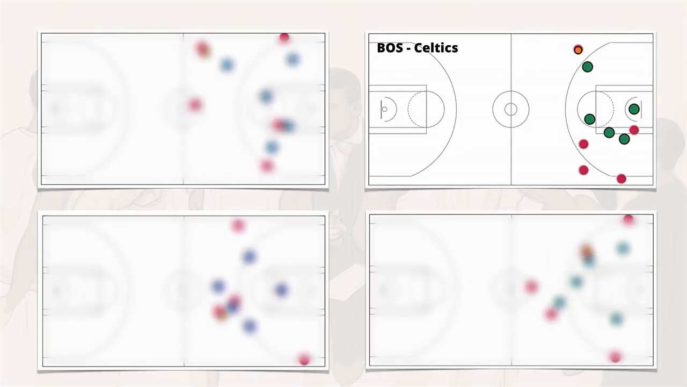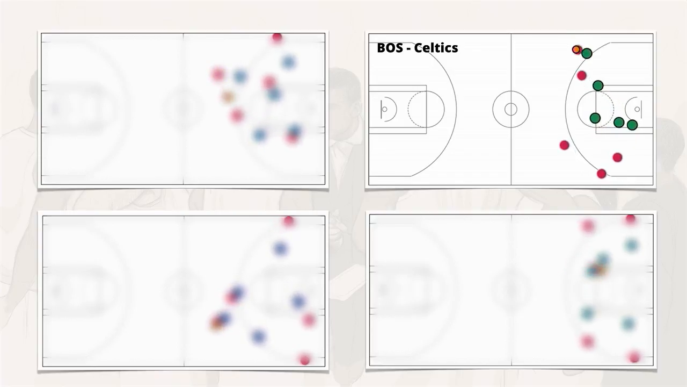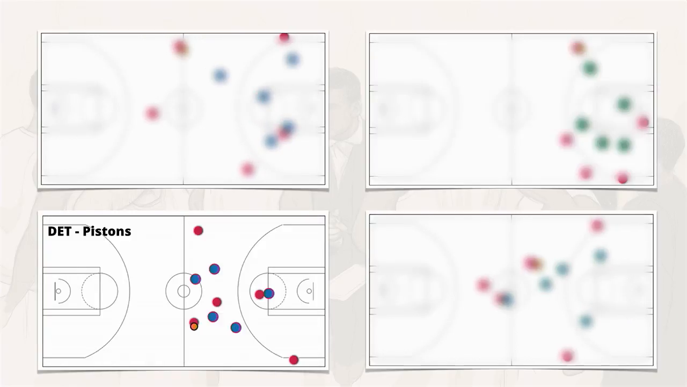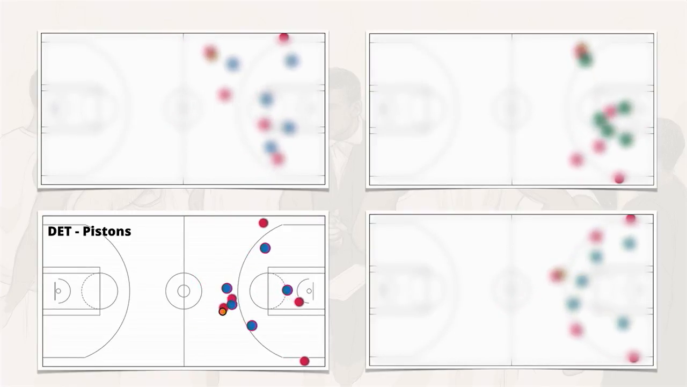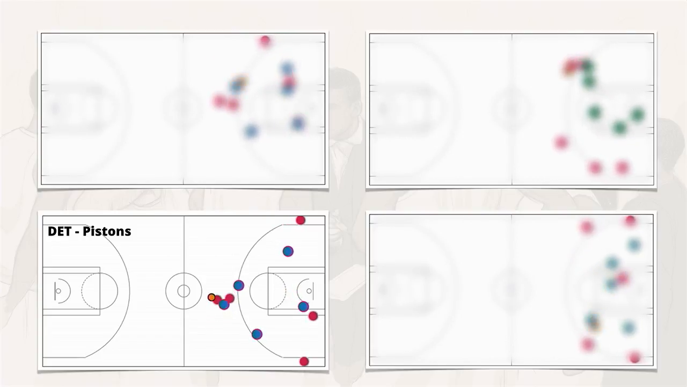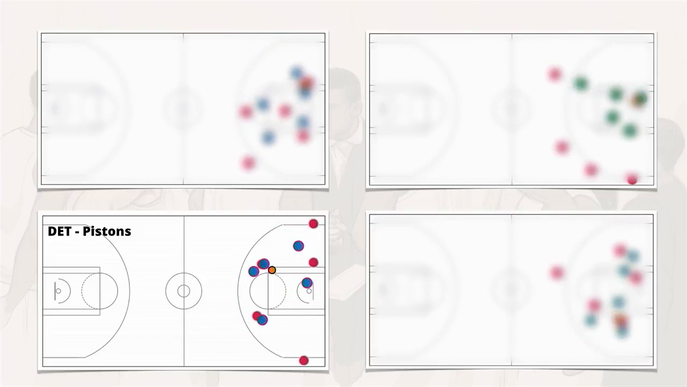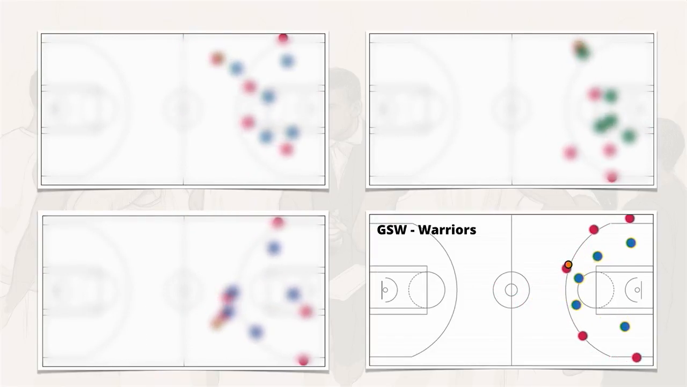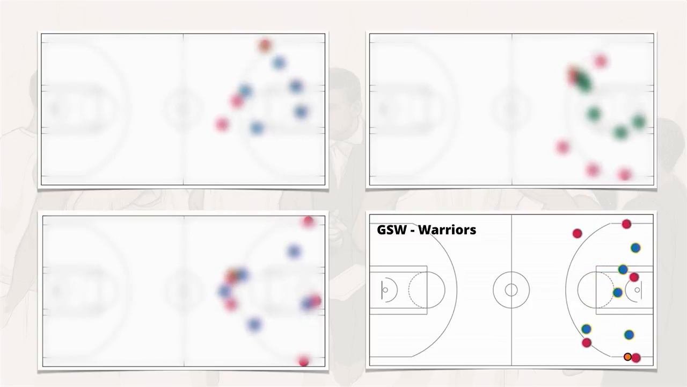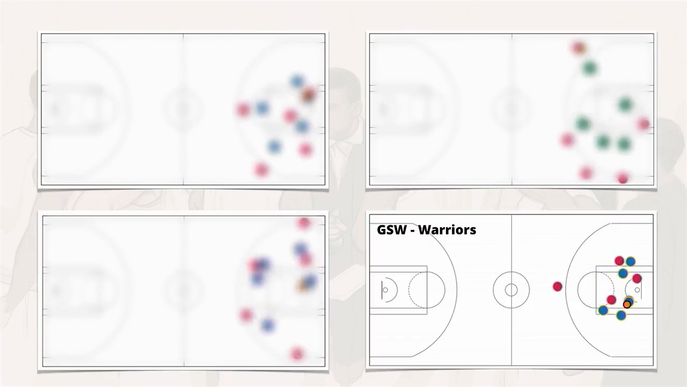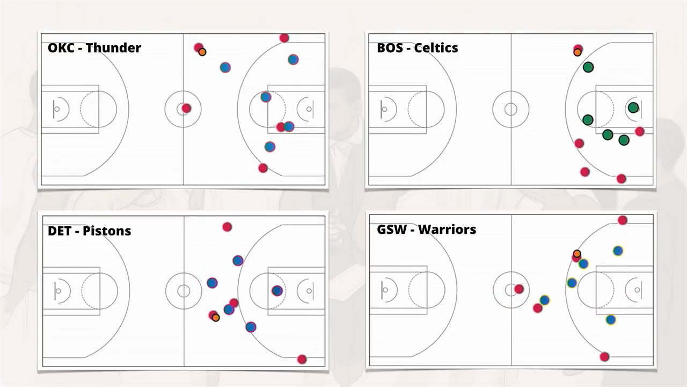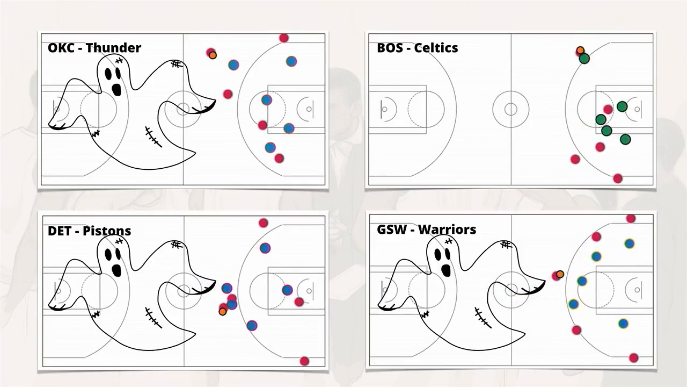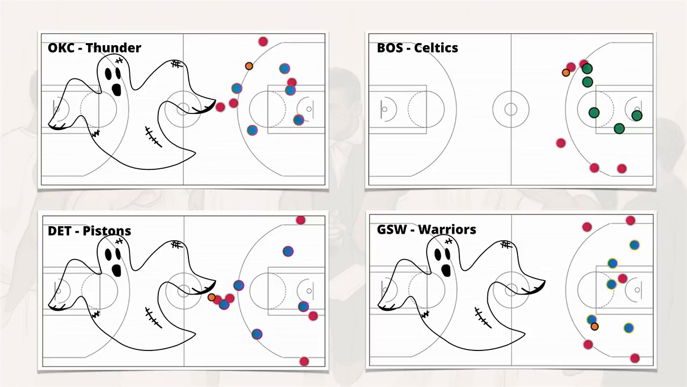What about the Celtics? Or the Pistons? Or the Warriors? Okay, one last look. Everybody got a vote in their mind? Okay, all of these, except for the Boston Celtics, were generated by our model.